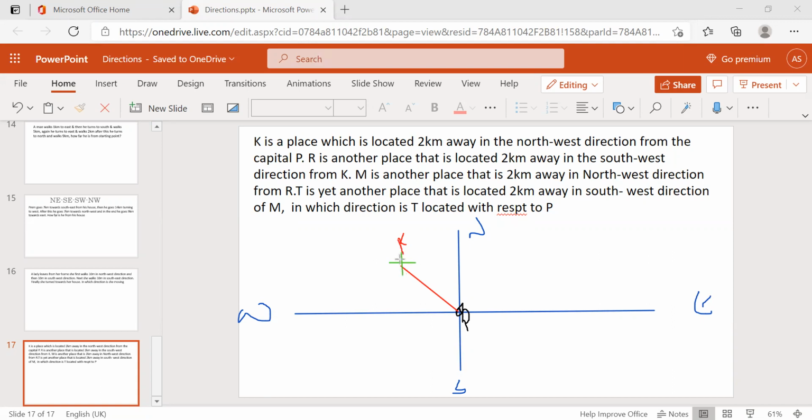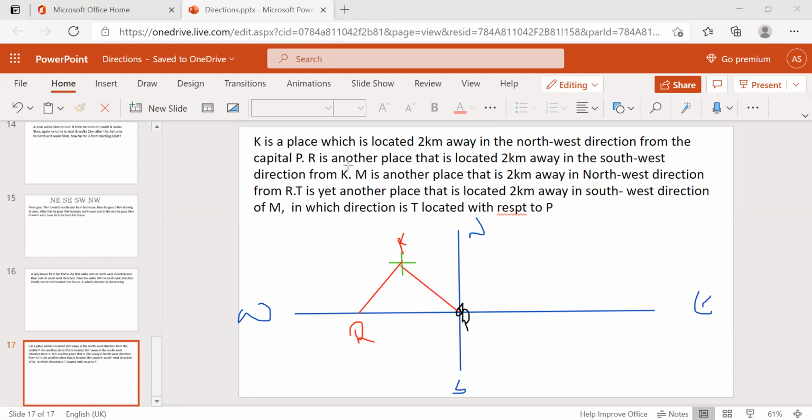And as I said, draw the small diagram from here to here. This is north, west, east, south. From here, what they are saying: R is another place located 2 kilometers away in the southwest direction from K. From K, southwest, which is the southwest? This one, right? How many kilometers? 2 kilometers away. Which city is it? R. This is R.